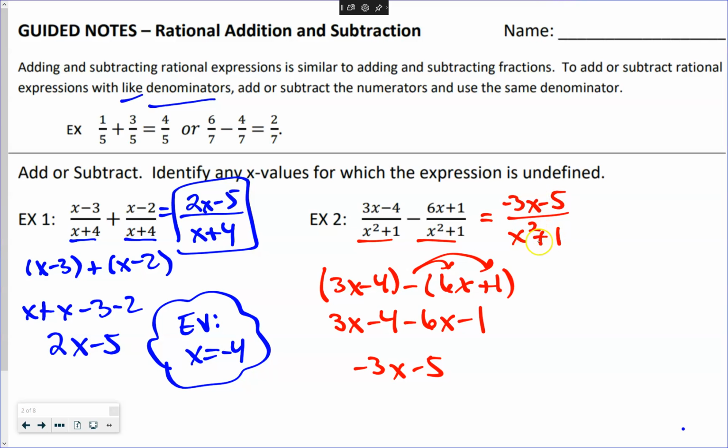Excluded values: there's nothing here I can plug in to make this equal to 0, because anything squared is always a positive number. So no matter what I plug in for this x value, it's going to give me a positive number and then plus 1. Even if I plug in 0, 0 squared is 0, but then plus 1 is 1. Even negative 1: negative 1 squared is a positive 1, plus 1 is 2. So this does not have any excluded values.